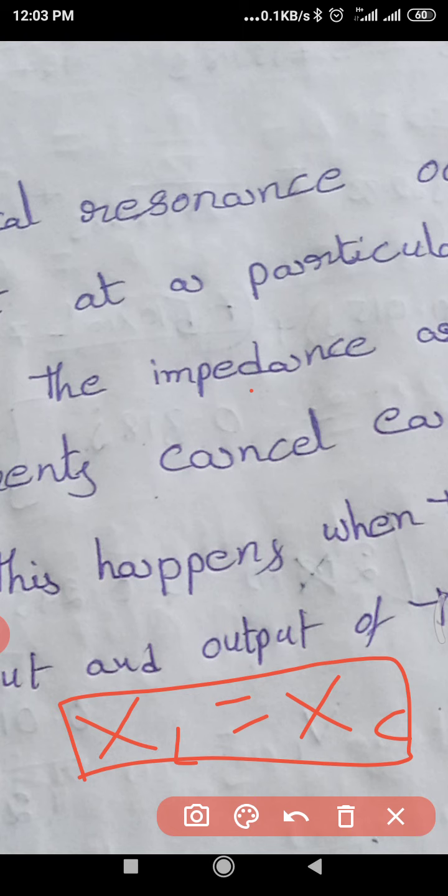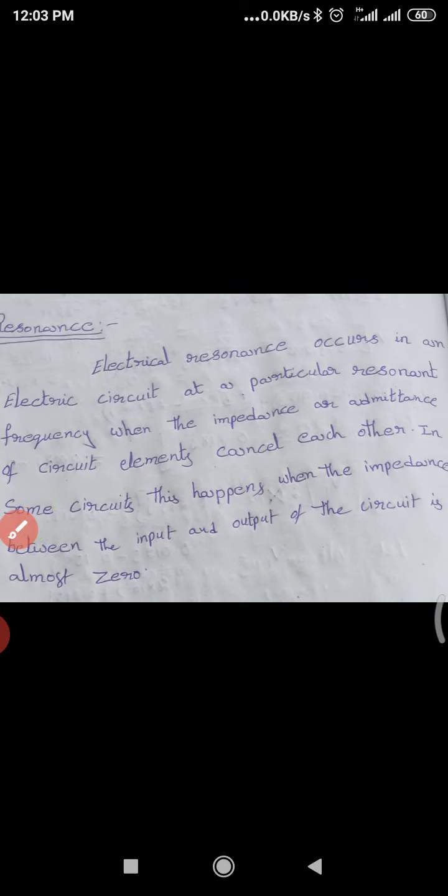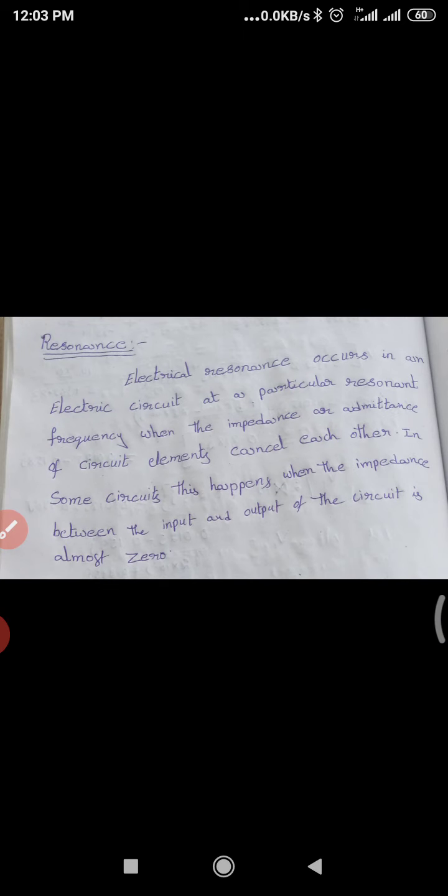So what we are explaining is that when XL is equal to XC, at that condition our circuit is called a resonant circuit. In other words, when our circuit becomes a purely resistive circuit, it is called a resonant circuit. The frequency at which we get XL equal to XC is called the resonance frequency.